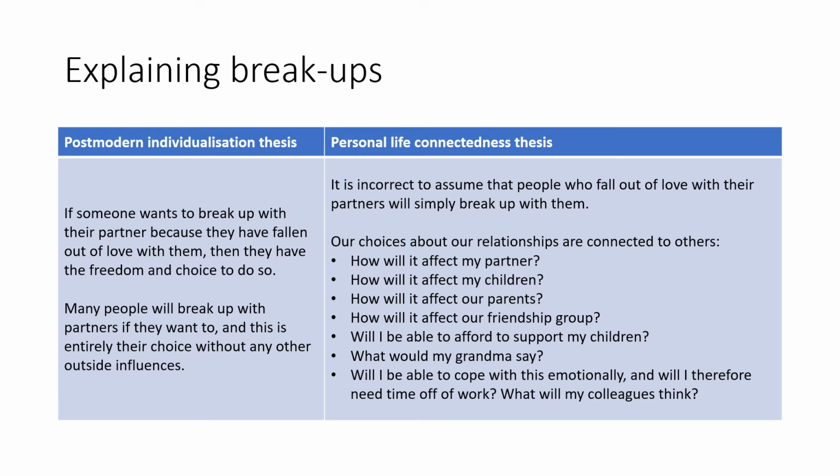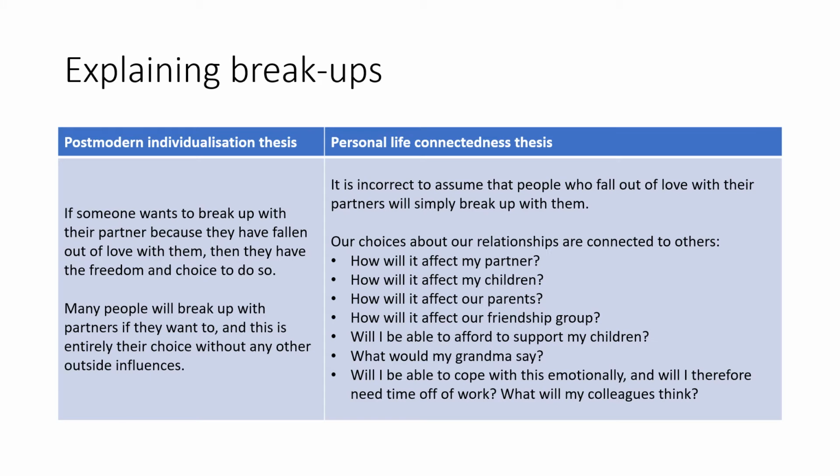In terms of having a breakup or a divorce, in terms of the postmodern individualization thesis, a postmodern theorist would say that if somebody wants to break up with their partner because they've fallen out of love with them, they would just do it. Fallen out of love with them, not interested, see you later. And they suggest, therefore, that many people will break up with their partners. This is one of the reasons that we've seen an increase in divorces and what we call serial monogamy, where you have a partner, break up with them, have another partner, and so on. And that this is entirely their choice without any other real outside influences.